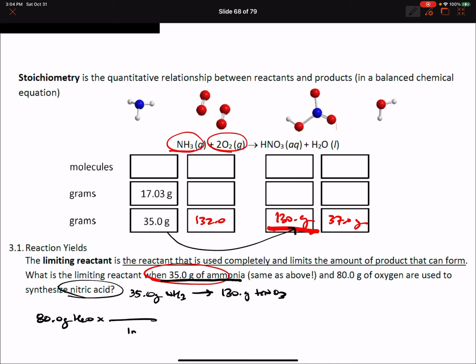I think I have to do this conversion now. I need to go to moles of water. Grams of water goes on the bottom to cancel grams of water. 1 mole of water is 18.02 grams, right? That's just added up from the periodic table. And moles of water corresponds to moles of nitric acid, water to nitric acid 1 to 1.